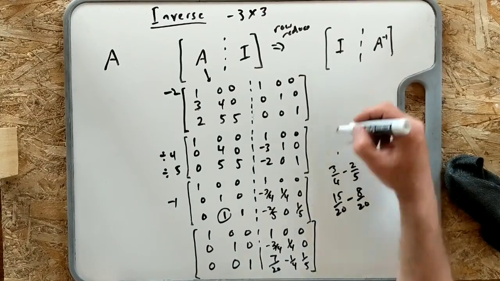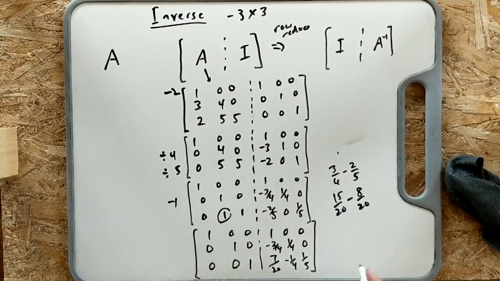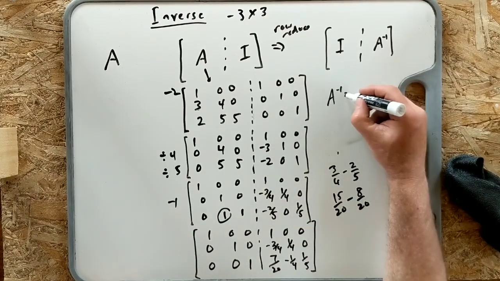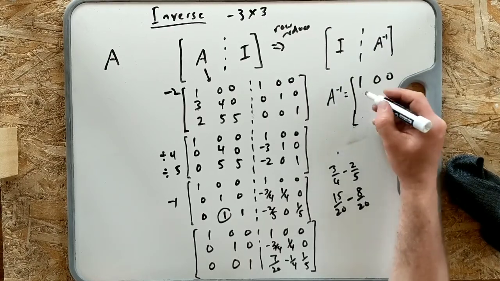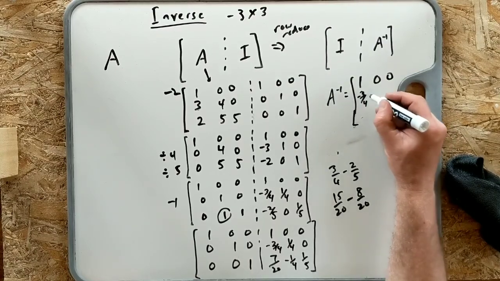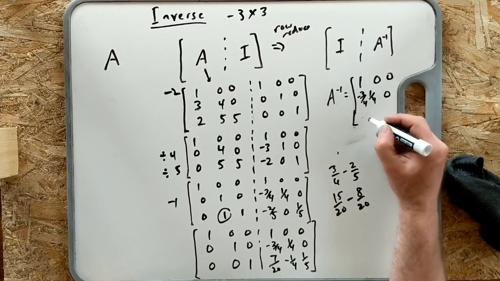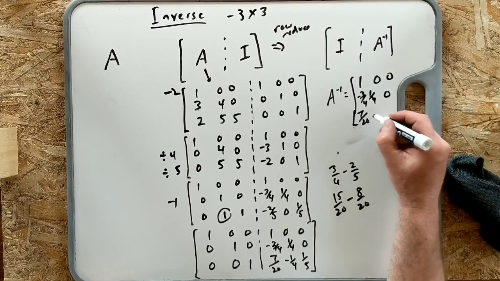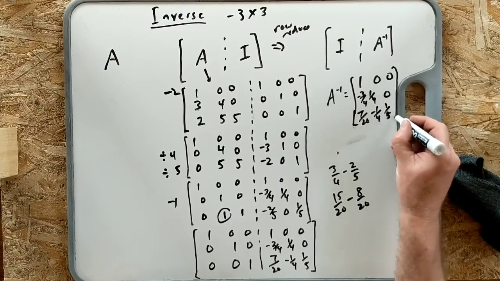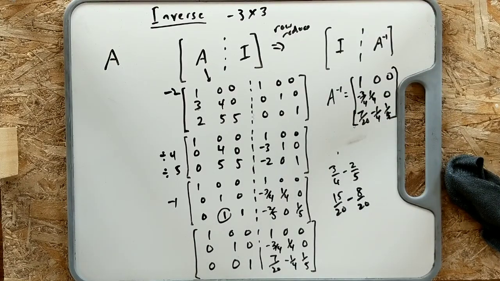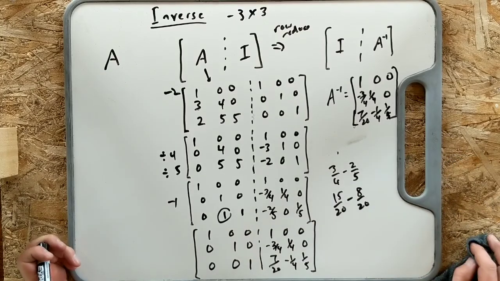So there's my inverse. This stuff up here, this is now the identity. That's my inverse. 1, 0, 0. Need a lot of room here for these fractions. -3/4, 1/4, 0, 7/20, -1/4, 1/5. Yikes. The reason I put that on the side is I'm going to do this with the calculator now to show you how that works.